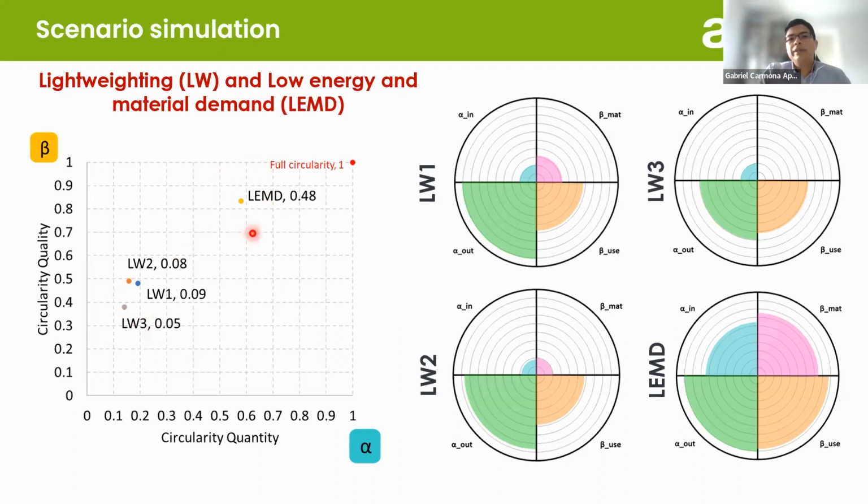But when we go into a more comprehensive or holistic approach of dealing with circularity through a low energy and material demand scenario, we can actually see how going from 0.01, which is the conventional vehicle that we have at the moment, to 0.48, which is much closer to full circularity. And we can see here in this video how all the alpha and the beta parameters improve.